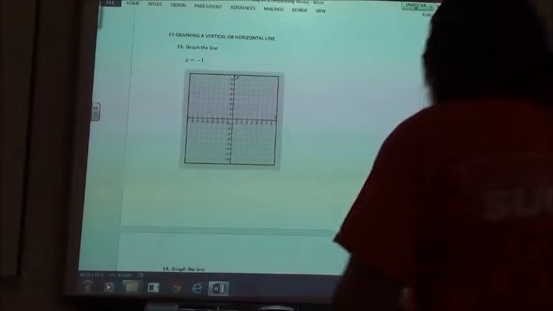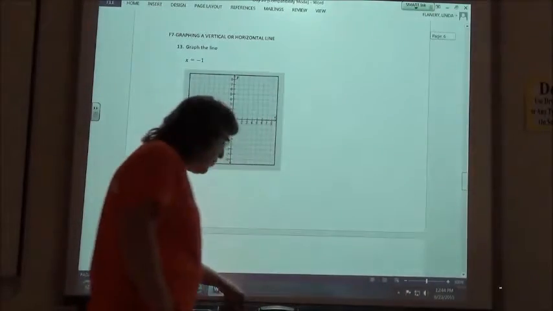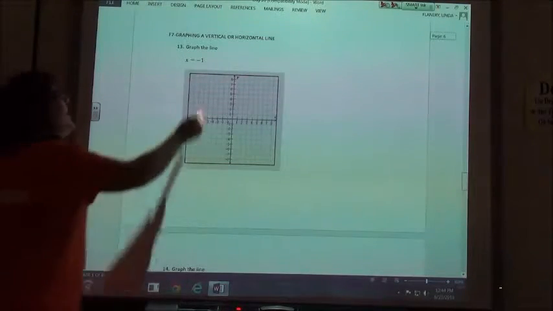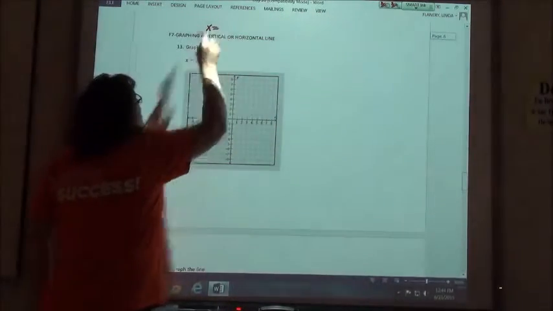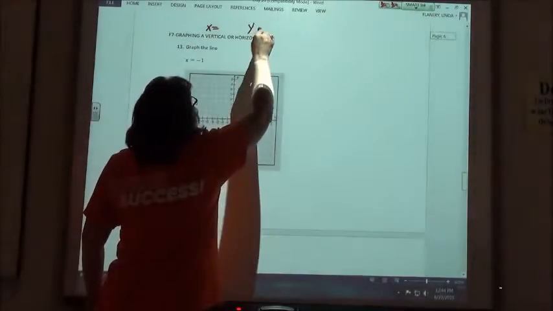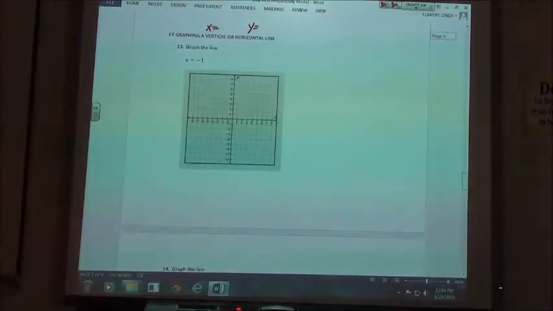Now when you have just x equals a number or y equals a number, they call these special cases in the books. If it's x equals your number, your line ends up going vertical. If you have y equals your number, it ends up going horizontal.